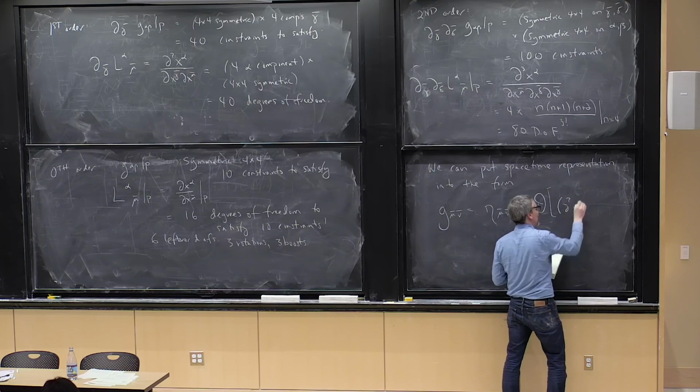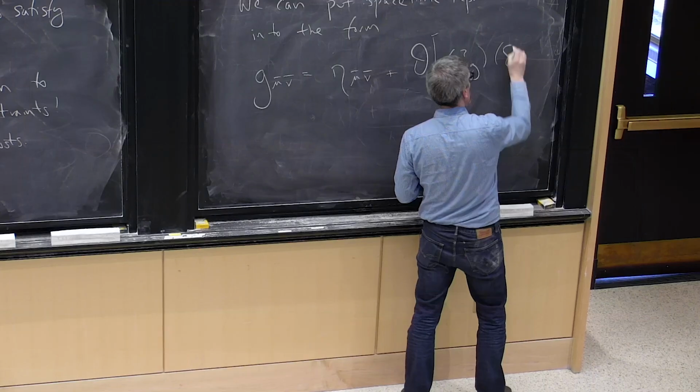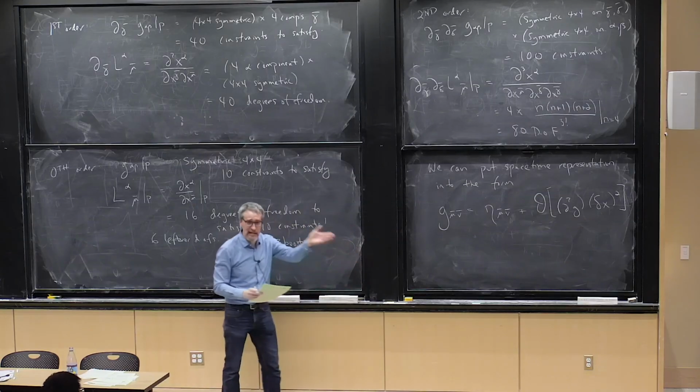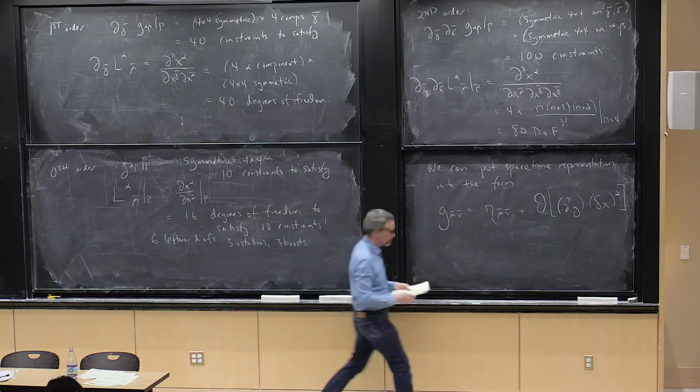I'm just going to write this schematically. Second derivative of the metric times a quadratic separation in space-time coordinate.